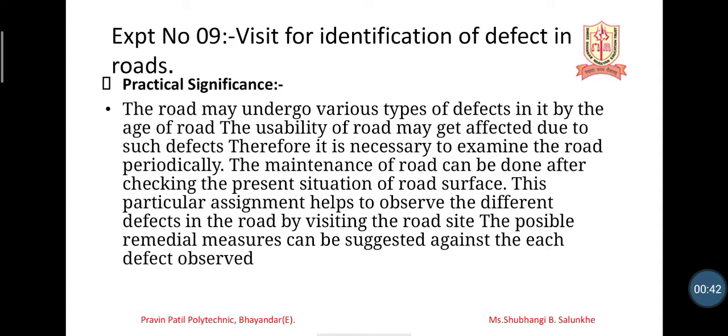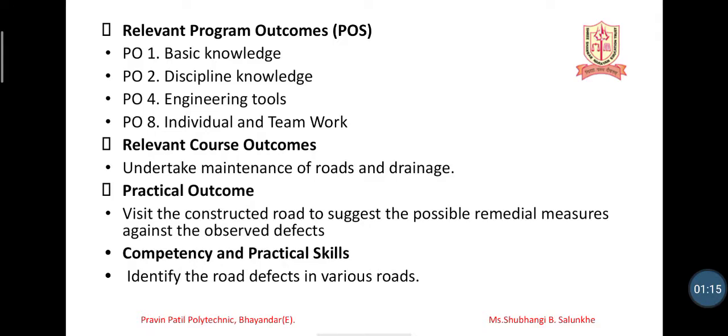The maintenance of the road can be done after checking the present situation of the road surface. This particular assignment helps to observe different defects in the road by visiting the roadside. The possible remedial measures can be suggested against each defect observed. So, our main aim in this experiment is to visit the road, not only to visit but also to identify the various types of defects. So, let's start. The first is the relevant program outcome.